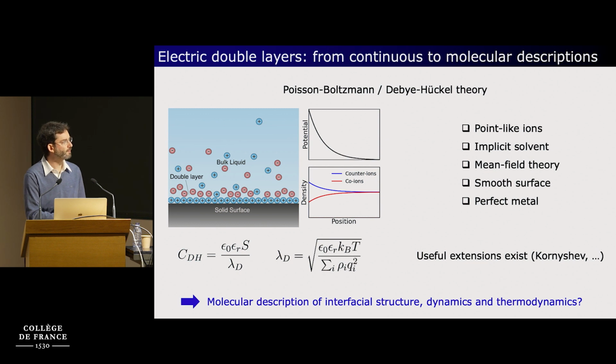Now, there have been many theoretical developments to improve this canonical description, in particular to account for correlations between ions, and in particular due to their finite size. You can look, for example, at various works, including that of Alexei Kornyshev, but there are other approaches to deal with that problem. And what I would like to discuss today are the contributions, or some contributions, of classical molecular dynamics simulations to understand the interfacial structure, dynamics, and thermodynamics.